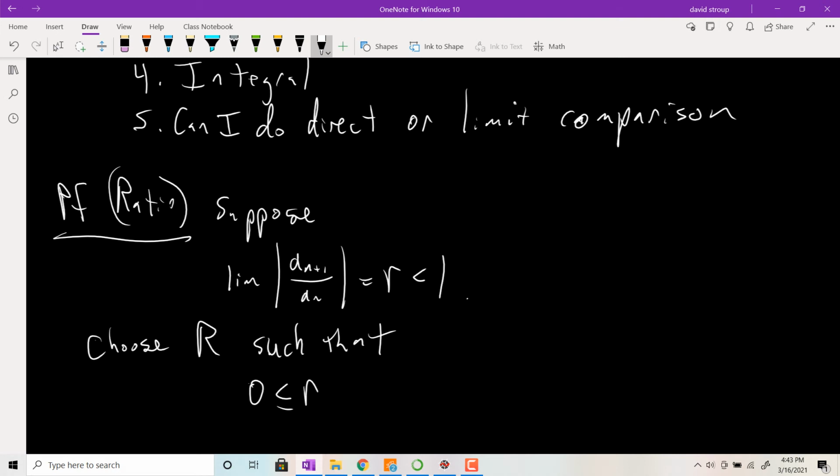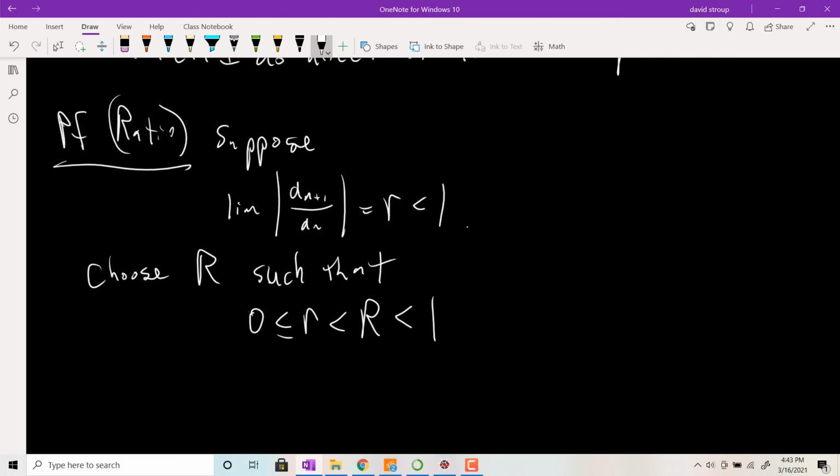And then we can wedge this big R value in between r and 1. That's just a fundamental property of the real numbers: between any two numbers, you can find another number. Then we're going to invoke the strict definition of a limit.